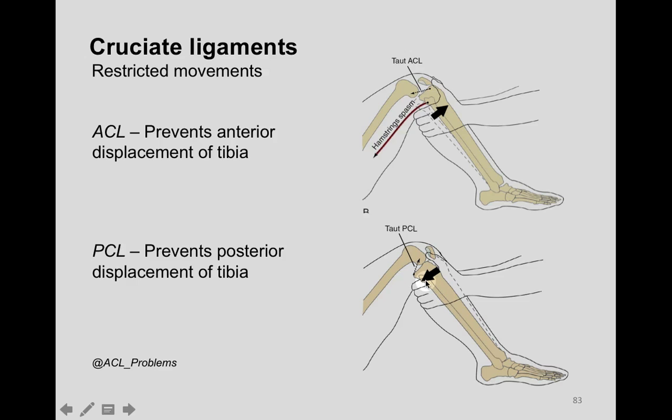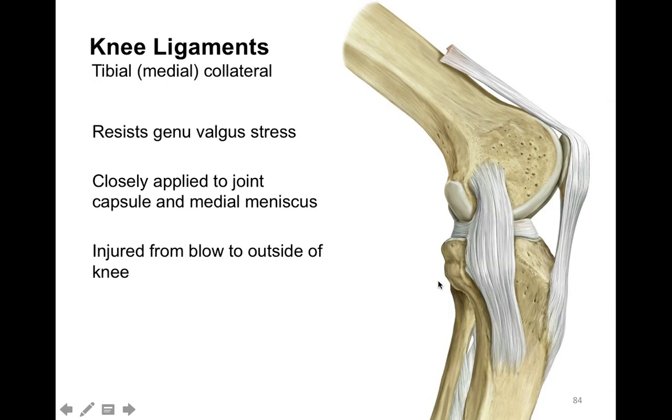PCL, on the other hand, will prevent posterior displacement of the tibia. And in this intact PCL, we would see that tension would develop in the PCL as the proximal tibia was pushed posteriorly. Other ligaments around the knee include the tibial collateral ligament, also known as the medial collateral ligament. Remember genu valgum? That will be resisted by the tibial collateral ligament.